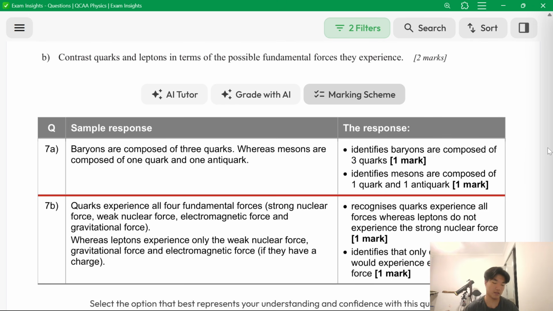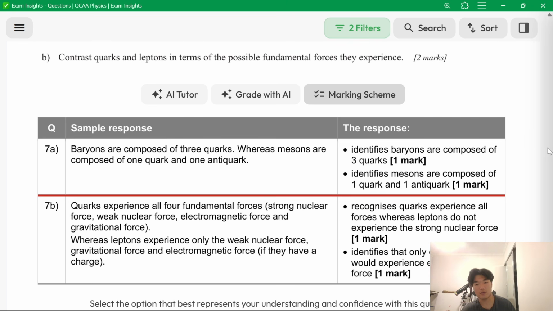Okay, see, like I was trying to keep my answers succinct, but okay, fair enough. Quarks experience all the fundamental forces. So all four fundamental forces: strong nuclear, weak nuclear, electromagnetic, and gravitational. Leptons experience only the weak nuclear force, gravitational force, and electromagnetic force if they have a charge.